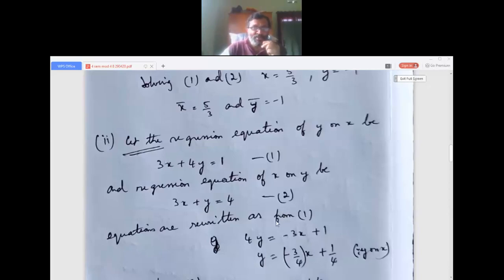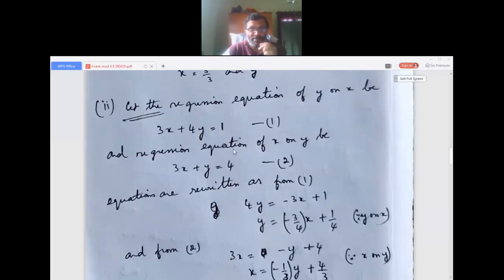Now, because the first equation is the regression equation of y on x, I should write it as y equals. Because I have assumed it as the regression equation of y on x, I should write it as y equals. So I write 4y, keeping one side 1 minus 3x, and I write y is equal to mx plus c, that form, because it is the regression equation of y on x.